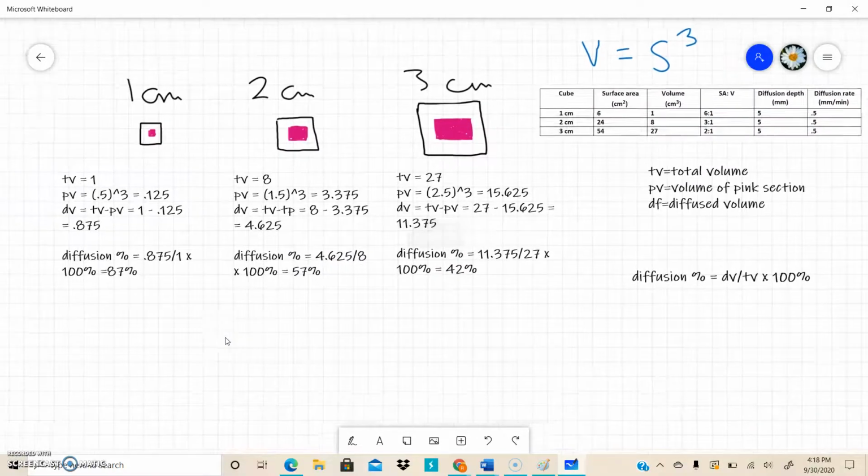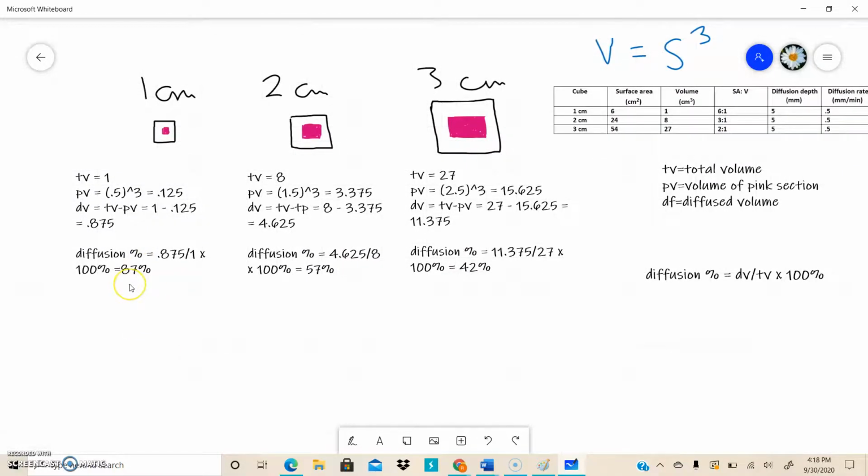Okay, now when you look at these numbers, it makes a lot more sense that the smallest cube would have the highest diffusion, the medium cube would have less of a diffusion, and the large cube would have the least diffusion, because as you guys know, small cells are most efficient because they are able to complete their tasks at a quicker rate and at a more efficient rate.